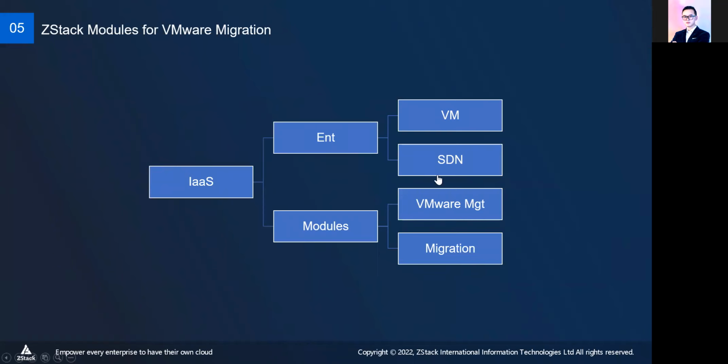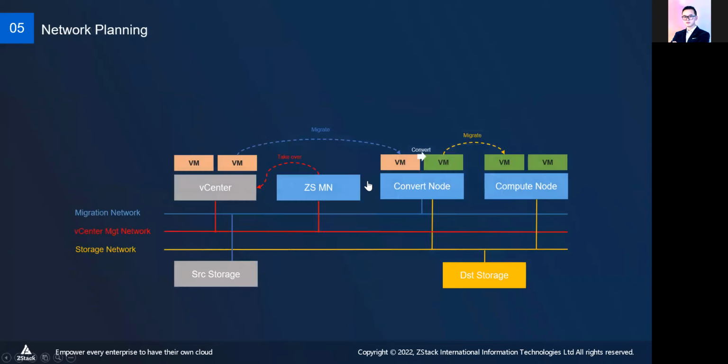The VMware management module provides the ability to take over the vCenter. And for migration, our migration service has no limits on the number of virtual machines you migrate. You know, a lot of migration tools have limits on how many virtual machines they can migrate, but ZStack doesn't have these limits. And the next thing is network planning. For the planning, network is very important.